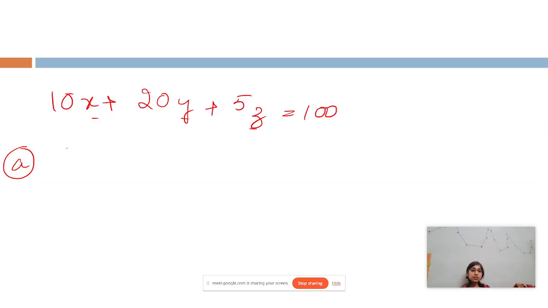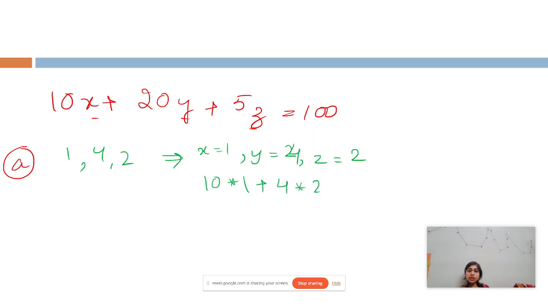So the first option says 1, 4 and 2. Let's put these values, where x is 1, y is 4 and z is 2. 10 into 1 plus 4 into 20 plus 2 into 5. How much value? 10 plus 80 plus 10, 100. Option A is correct. How many of you agree? This might be the toughest, but if you take the help of the options, then it is the easiest. I already decoded the question for you. How many of you agree with this? It is correct.